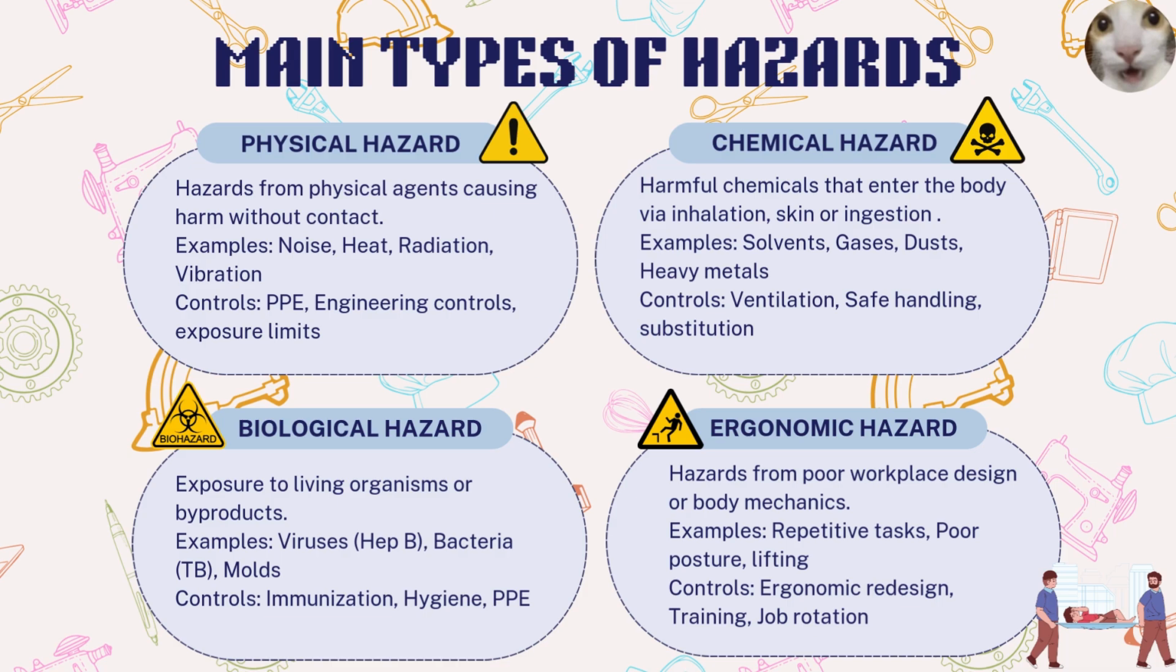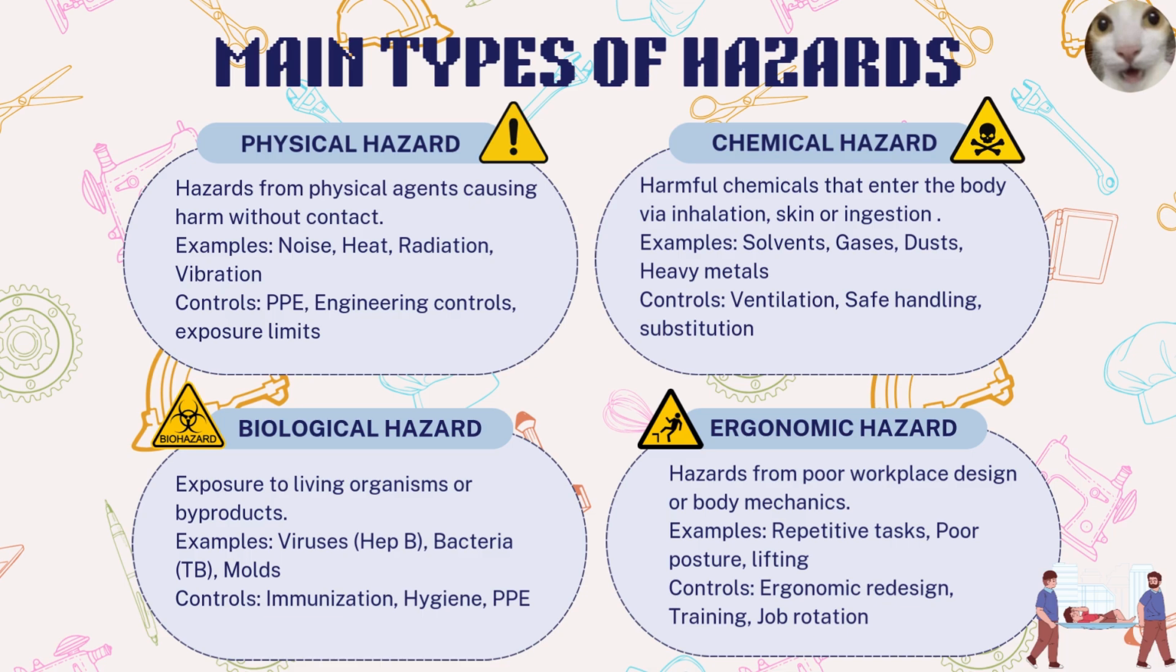There are four main types of workplace hazards we need to be aware of. First off, we have physical hazards, which come from physical agents like noise, heat, radiation, or vibration. These can cause harm without any direct contact. To control them, we use PPE, engineering controls, and enforce exposure limits.